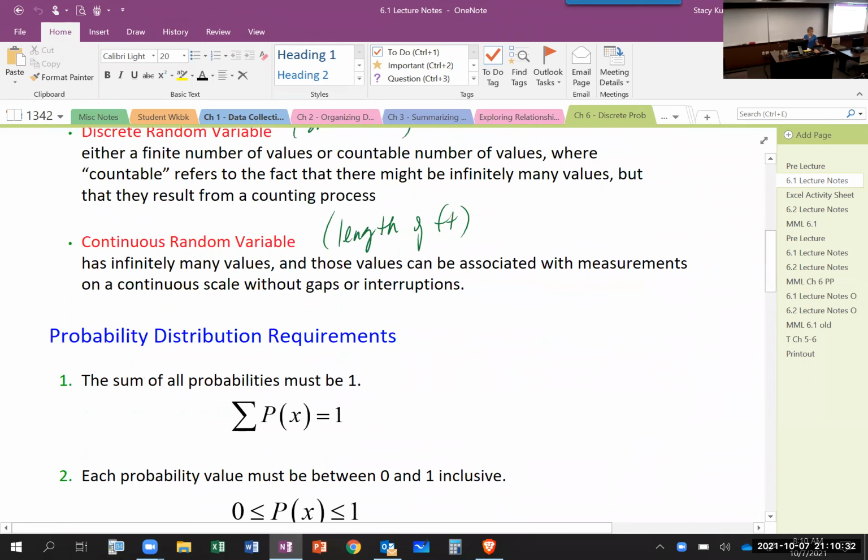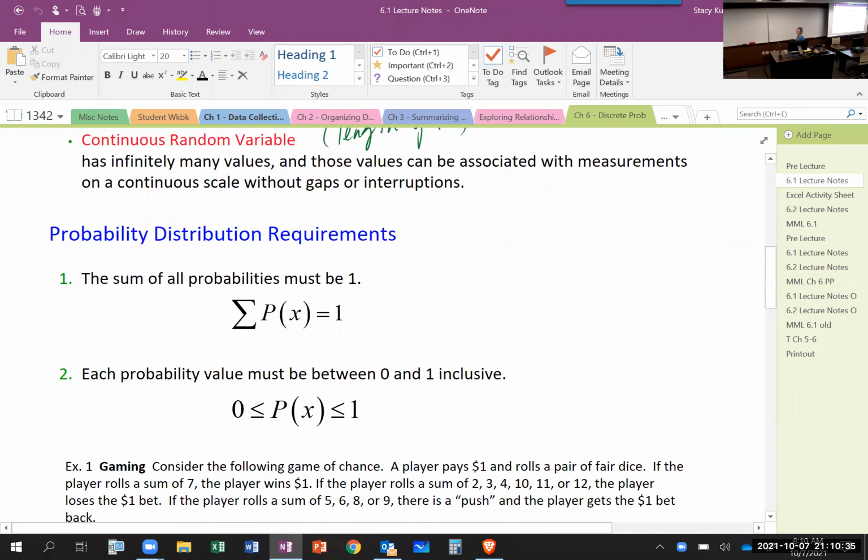Our probability distribution has 2 requirements. The first requirement says that the sum of all probabilities equals 1. So this symbol here is a capital Greek letter sigma. It indicates to sum, to add things together. And it just says that the sum of all my probabilities has to equal 1. Is that any different from the rules of probability that we talked about last week? It's the same thing, right?